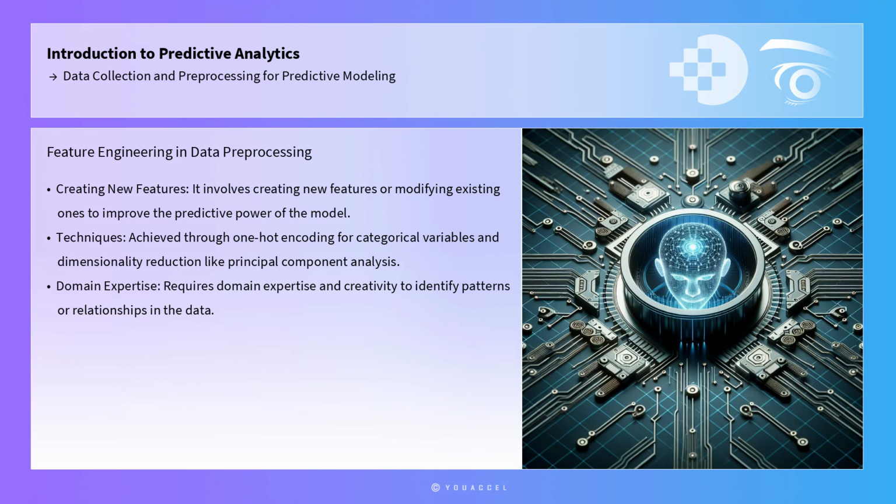Feature engineering is another integral part of the pre-processing phase. It involves creating new features or modifying existing ones to improve the predictive power of the model. This can be achieved through techniques such as one-hot encoding for categorical variables, feature selection to identify the most relevant variables, and dimensionality reduction methods like principal component analysis to reduce the complexity of the dataset.